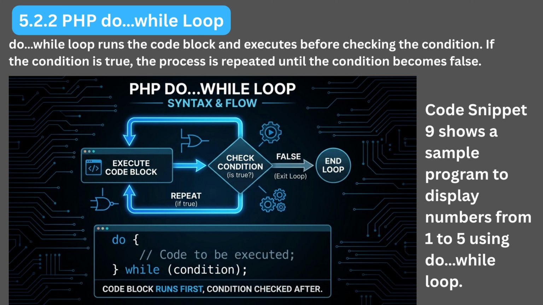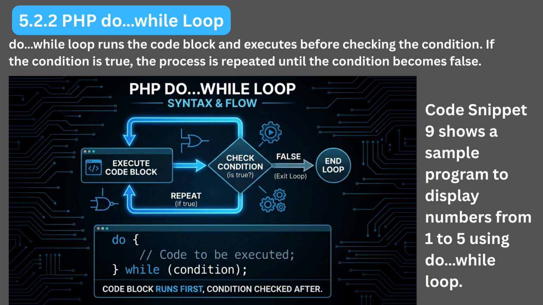Now, let's continue our topic by moving on to the second type of loop in PHP, which is the do-while loop. This loop works in a slightly different way compared to the while loop we discussed earlier. The biggest difference is that in a do-while loop, the code block runs first and the condition is checked after. This means the code inside the loop will always execute at least one time, even if the condition is false from the very beginning.